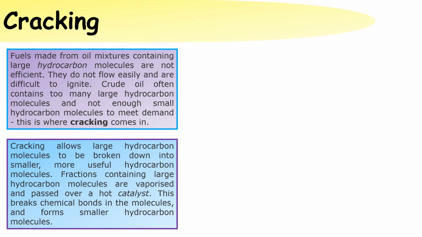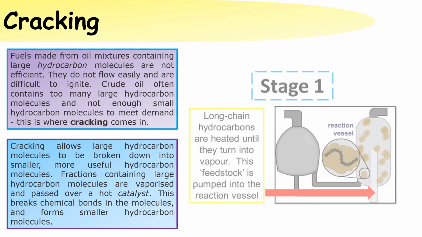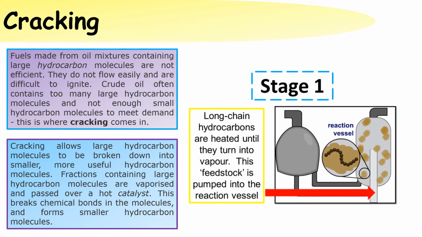So, cracking allows large hydrocarbon molecules to be broken down into smaller, more useful hydrocarbon molecules. Fractions containing large hydrocarbon molecules are vaporized and passed over a hot catalyst, which breaks the bonds between them. The first stage in cracking involves long-chain hydrocarbons being heated until they turn into a vapor. This is what we call the feedstock and is pumped into a reaction vessel.